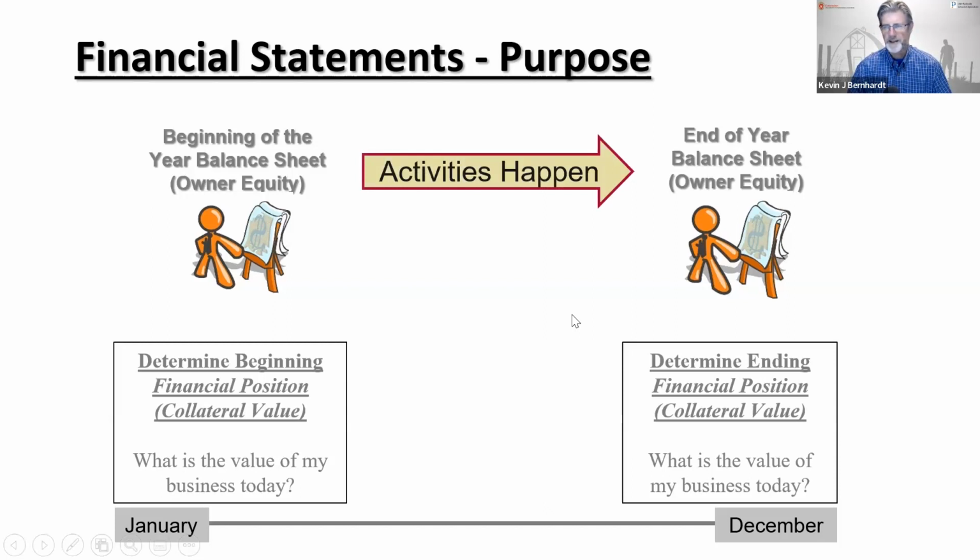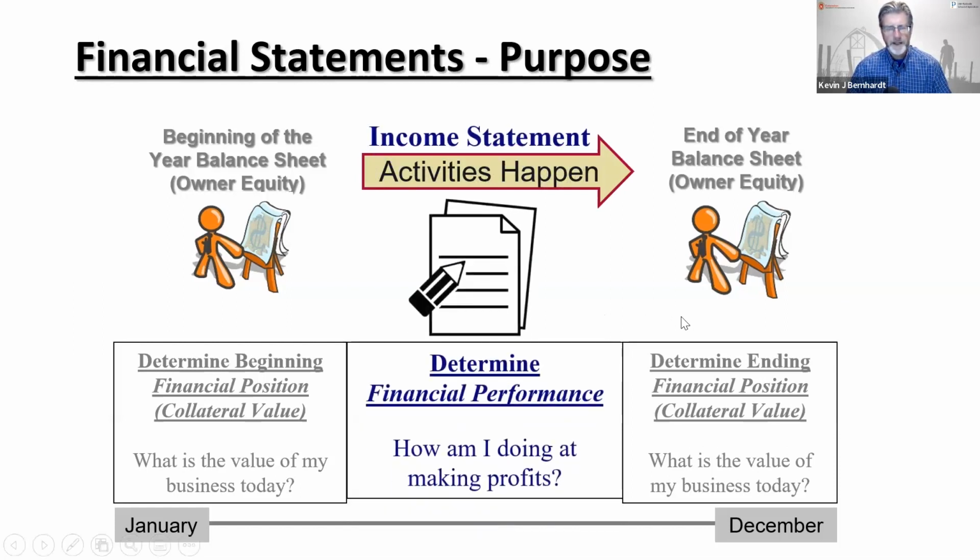There's a lot of activities. We plant corn, we milk cows, we buy fertilizer, we pay for insurance, and all kinds of activities happen in between. And those activities are captured and recorded on the income statement. So it's the income statement that gets us from the beginning of the year to the end of the year.